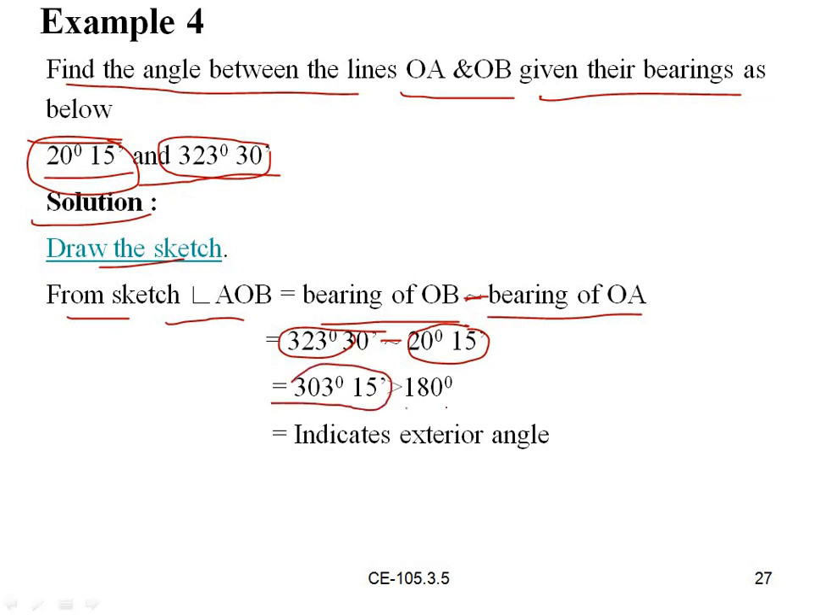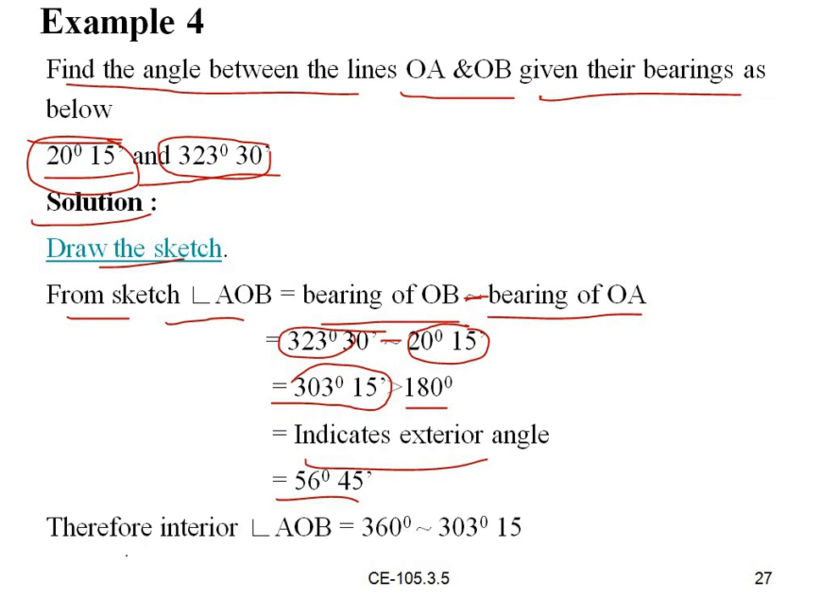So it is greater than 180 degrees, then it will indicate the exterior angle. If less than 180 degrees, it will indicate the interior angle. If more than 180 degrees, it will be the exterior angle. So it is 56 degrees 45 minutes. Therefore, interior angle AOB is equal to 360 degrees minus 303 degrees 15 minutes.